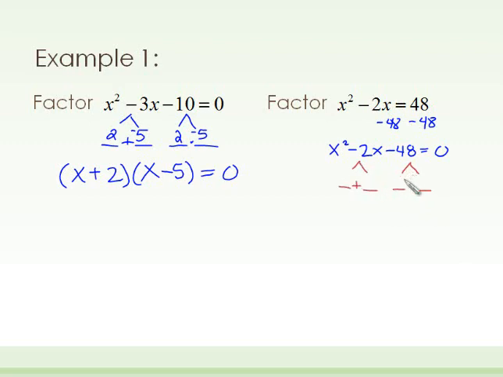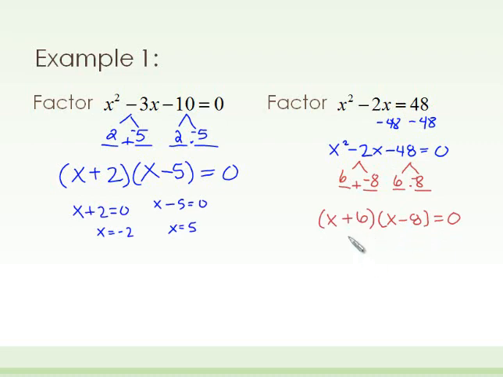Two numbers that multiply to be 48 are 6 and 8. Now we have to figure out which one has to be negative and which one has to be positive. We want it to add up to be negative 2. The only way for that to work is if the 8 is a negative. 6 plus a negative 8 is negative 2. 6 times a negative 8 is negative 48. So we can now write them inside the parentheses. x plus 6 and x minus 8 is equal to 0.